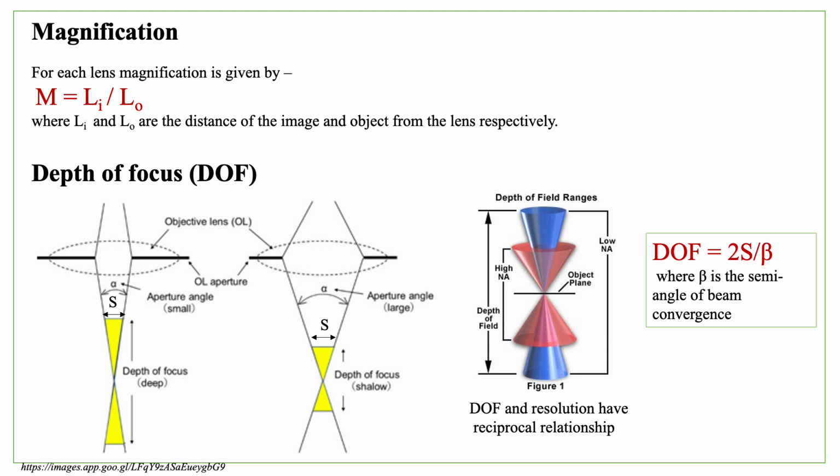In this diagram, with the pink cone, we can see high numerical aperture, which indicates very high resolution, but the depth of focus here is very low. And with this blue cone, we see low numerical aperture, but depth of focus is very high. So these two have a reciprocal relationship. We'll have to compromise with either of these. Either depth of focus can be increased or resolution can be increased.